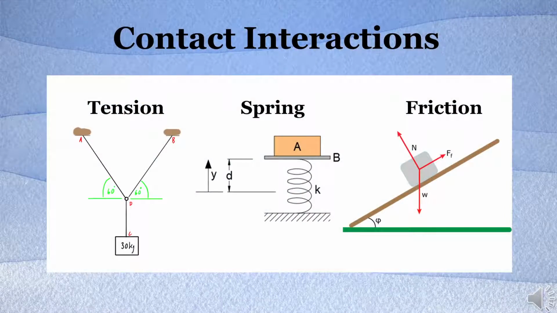The main concept of this week was contact interactions. They provide three main examples of forces that arise from contact between two objects in a system. The first being spring force, which we covered previously. Then there's tension and friction, which I will talk about more in depth later on.